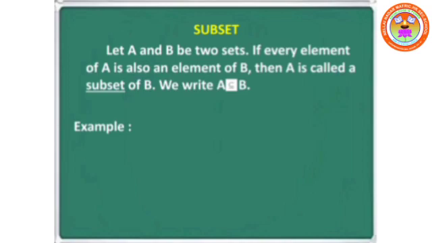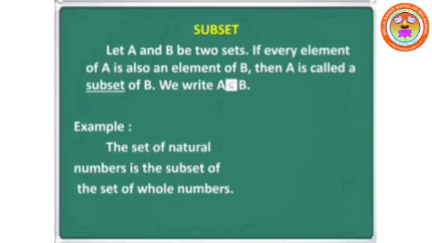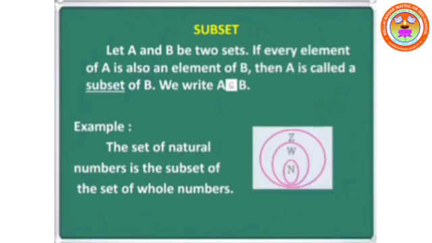For example, the set of all natural numbers is a subset of the set of all whole numbers. In whole numbers, we have the elements 0, 1, 2, 3, etc. In natural numbers, we have 1, 2, 3, 4, etc. So, every element in the set of natural numbers is also an element of the set of whole numbers. Therefore, the set of natural numbers is a subset of the set of whole numbers. By seeing this picture itself, you can easily understand.